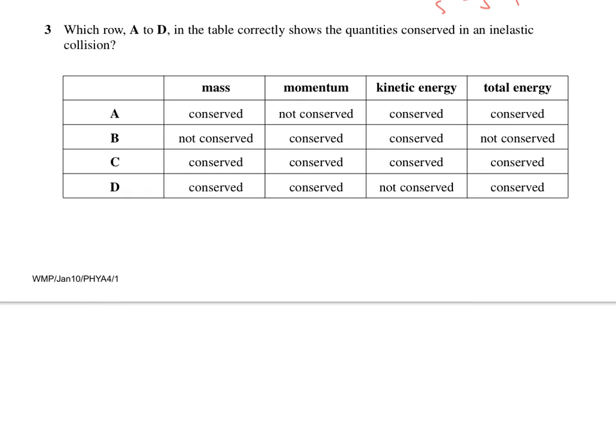Which row in the table correctly shows the quantities conserved in an inelastic collision? Inelastic means total kinetic energy is not conserved, so some is wasted by transfer into other forms. Mass is going to be conserved, so we can eliminate B straight away. We're not talking about nuclear physics here, so we're not dealing with something where mass is not conserved. Momentum is always conserved, because there's no external force acting, so we can eliminate A as well. Kinetic energy we know is not conserved, so we can eliminate C, and then we get to D, and we know that total energy is always conserved, so we can keep that one.